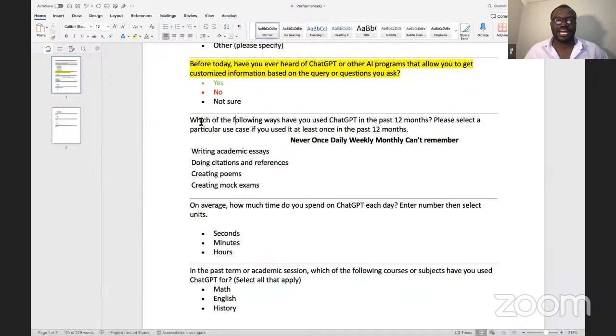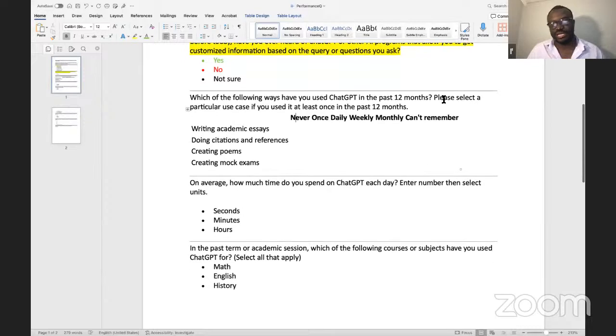The next question is allowing us to measure the kinds of things that people who said they use ChatGPT use it for. So say, which of the following ways have you used ChatGPT in the past 12 months? So writing academic essays and doing citations and references and so on and so forth. And this is a matrix question. They can select the frequency with which they indicate that they've used it in the past.